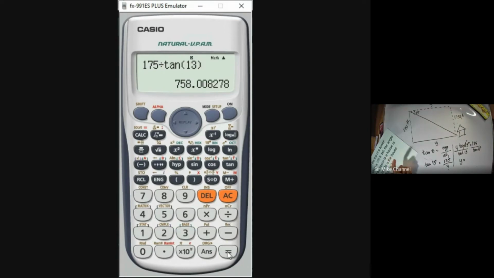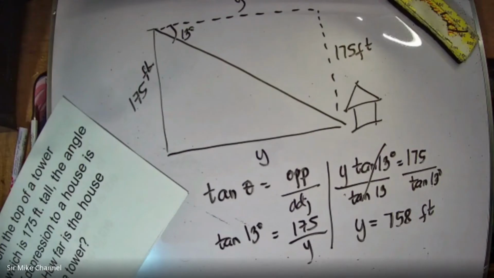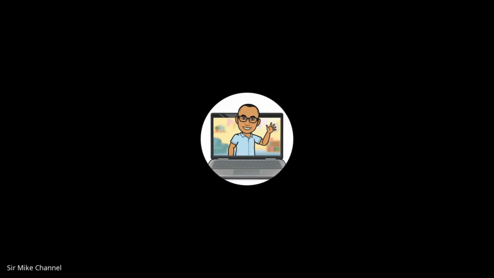So the answer is 758 feet, because the unit we used earlier is feet. So that is 758 feet, the distance from the tower to the house. That is the final answer for question number 1. How about number 2?